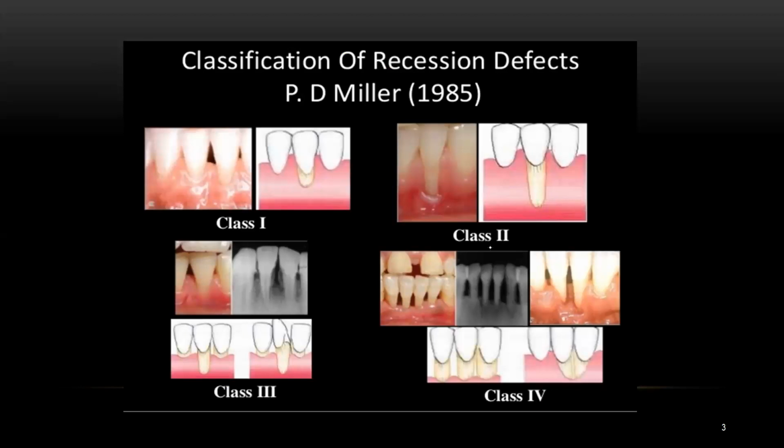And class 3 is marginal tissue recession, which extends to or beyond the mucogingival junction, and it is associated with alveolar bone loss in the interdental area. Whereas class 4 is marginal tissue recession, which extends to or beyond the mucogingival junction, and it is associated with gross alveolar bone loss in the interdental area with the exposure of more than one proximal root surface.